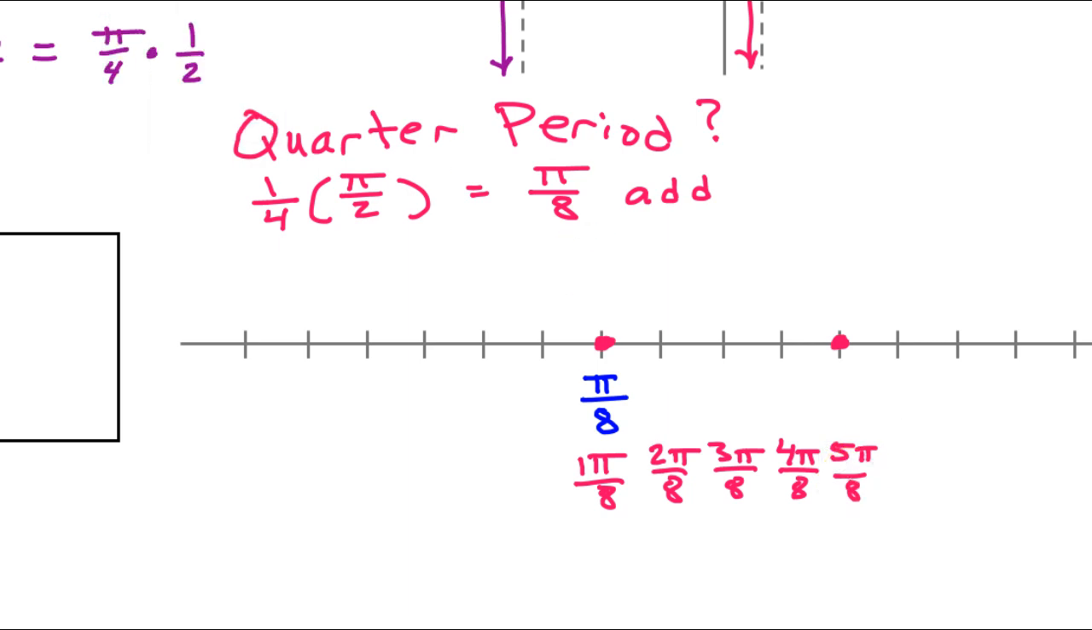Okay, so I'm just going to reduce the ones that can reduce. So 2 pi over 8 is the same thing as pi over 4. 3 pi over 8 can't reduce. 4 pi over 8 is the same thing as pi over 2. And 5 pi over 8 cannot be reduced.